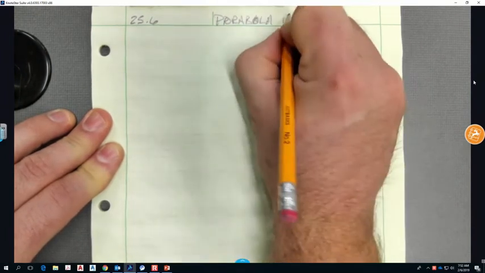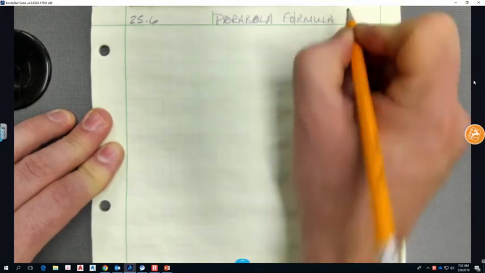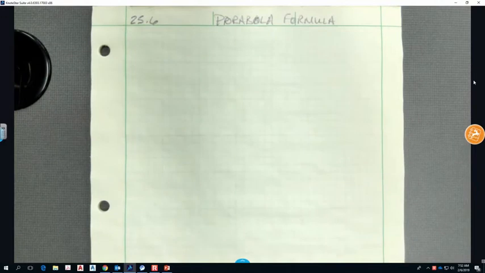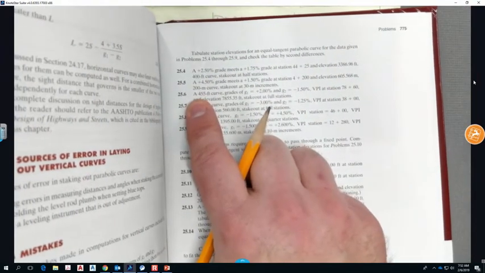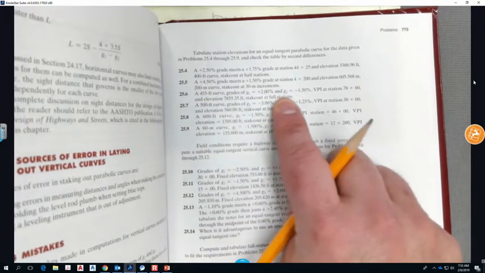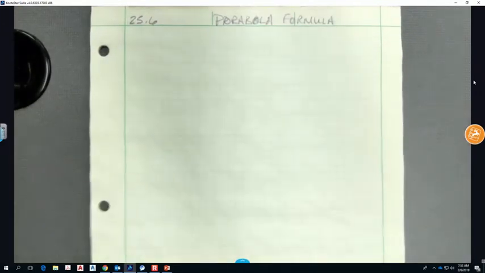Parabola Formula. Okay, so we're going to do the parabola formula. Alright, so let me get the variables out of the book here. Flip to the page. Alright, so 25.6 is this one right here. So I'm going to be writing all these variables down, so I'm not going to leave the book up there for people that are listening at it.